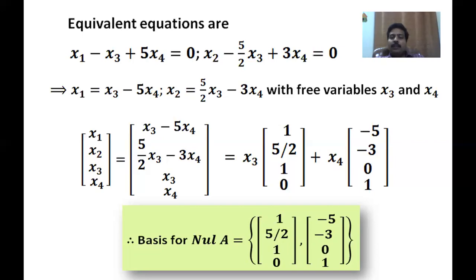So c1 v1 plus c2 v2, where c1 and c2 are any scalars or any real numbers. That will be the set of null A. And here we can observe that there are two vectors in the basis of null space A. So dimension of null space A is 2.